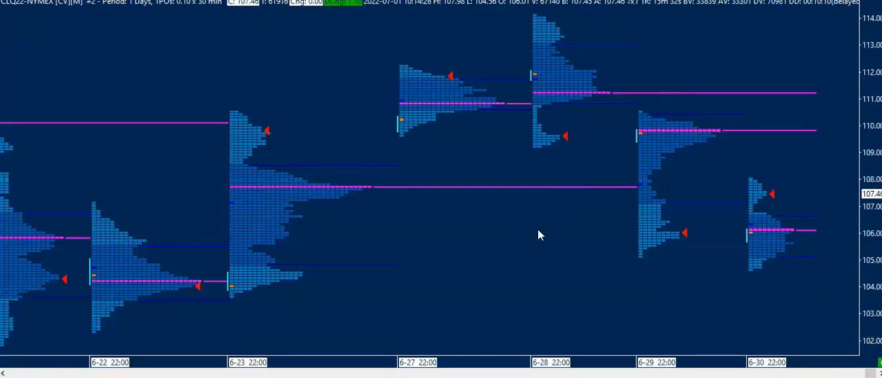Hey guys, so I just wanted to go ahead and go through market profile and break down all the different aspects that we're going to be talking about, the most important aspects anyway. Yeah, let's dive in. So this is market profile, if you're not familiar with it.